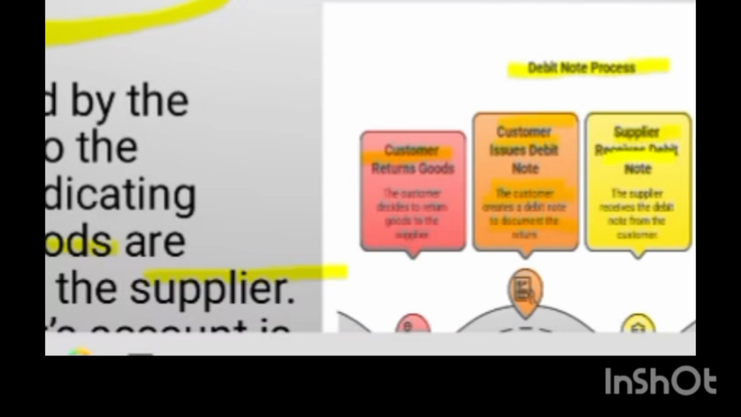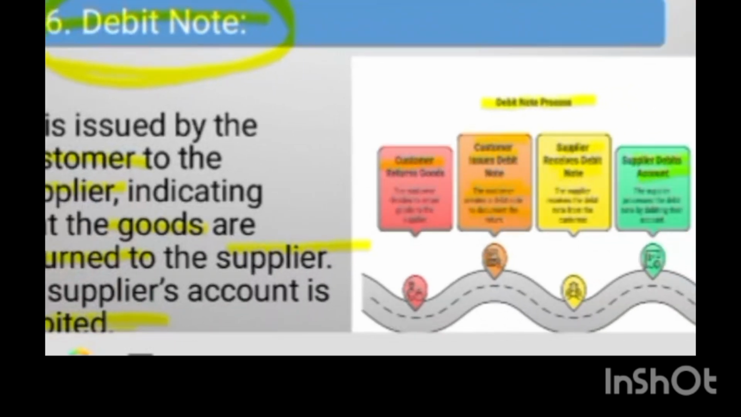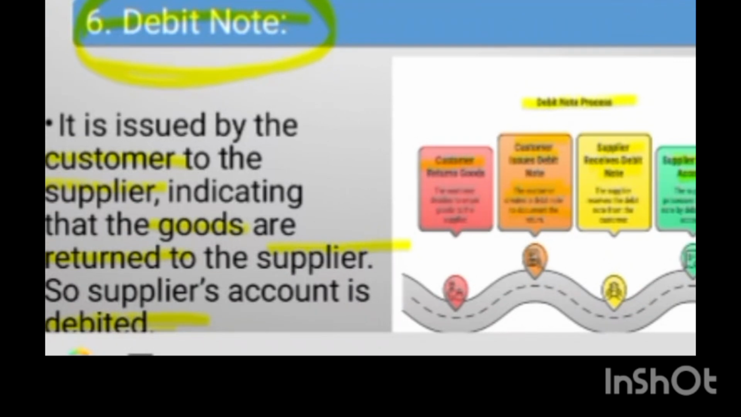सप्लायर रिसीव्स द डेबिट नोट. ऑफ कोर्स नाउ द सप्लायर विल receive the goods and also the debit note. Supplier debits account और supplier अपने अकाउंट में मेंशन कर देगा कि हाँ ये गुड्स हमें इस कंपनी से वापस आ गई हैं, ताकि वो उसके अमाउंट को अपने अकाउंट में एडजस्ट कर सके. डेबिट मीन्स अपने अकाउंट को एडजस्ट कर सके अकॉर्डिंग टू द डेबिट नोट, राइट.